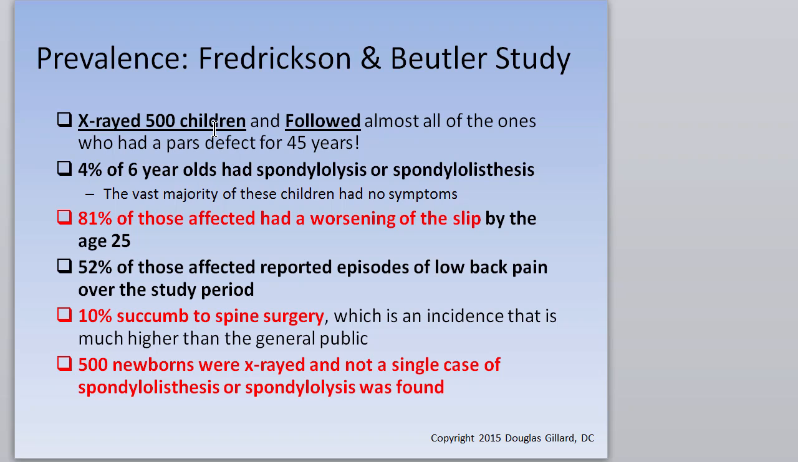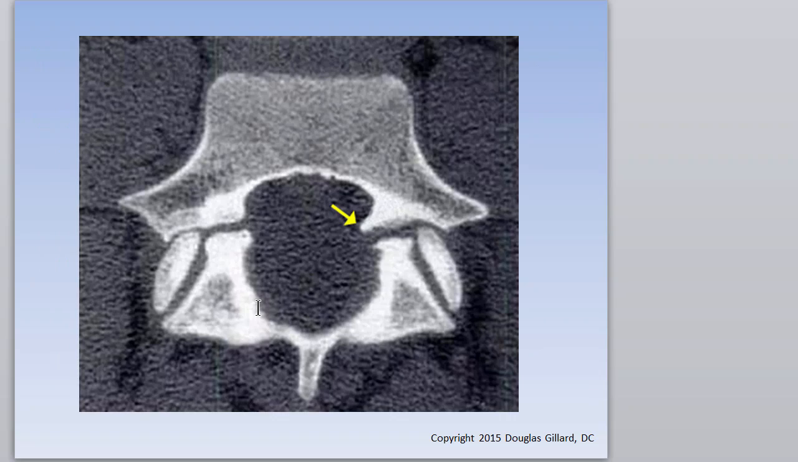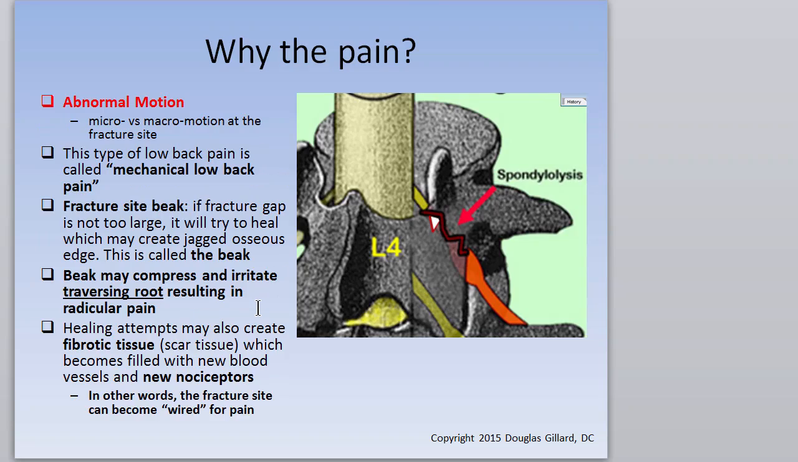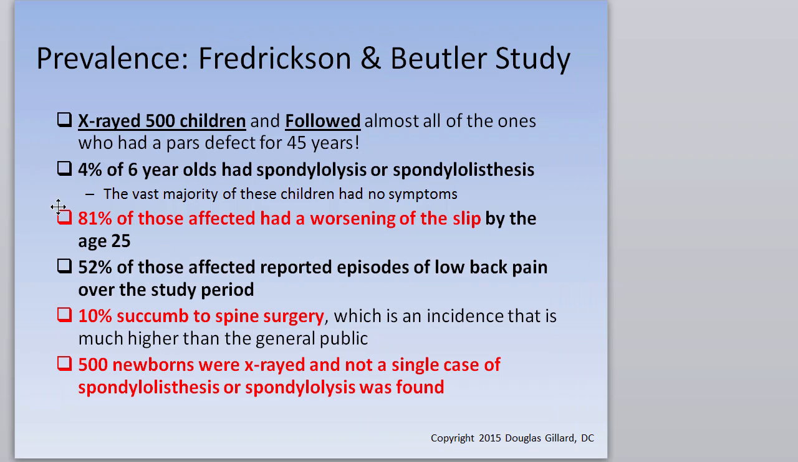But x-rayed 500 kids. There was no spondylolisthesis found in the newborns, right? Nothing, 0. Then they x-rayed 500 kids. Forget what they were, first, second graders. Where'd it go? There we go, 6-year-olds, so kindergartners, followed for almost 45 years, and know this slide very well, right? 4% of the kids had spondylolysis or spondylolisthesis, and they just said the vast majority had no symptoms. Would be nice to know which ones had symptoms, but most of them had no symptoms.